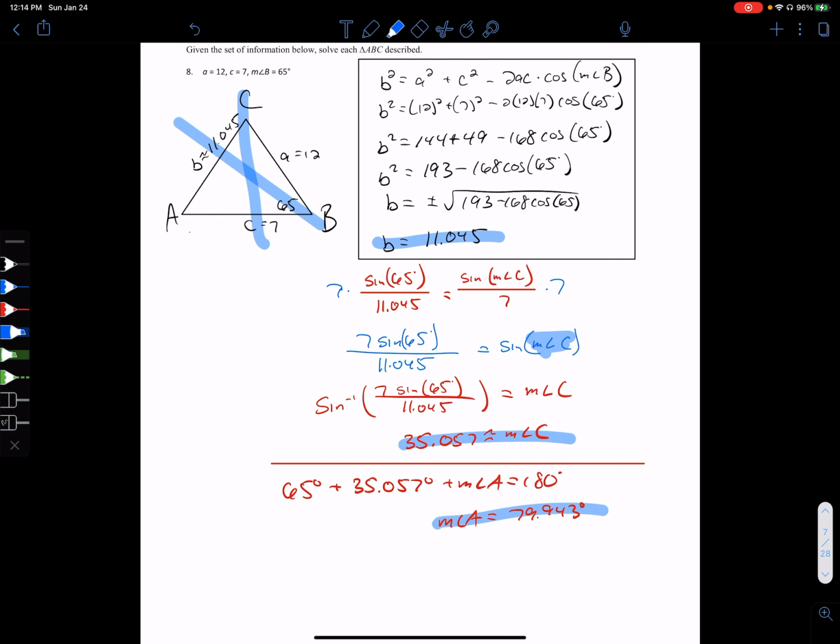Finally, this concludes section 9.1, which was reviewing special right triangles, right angle trig, law of sines and cosines, and introducing how to find the area of an oblique triangle.